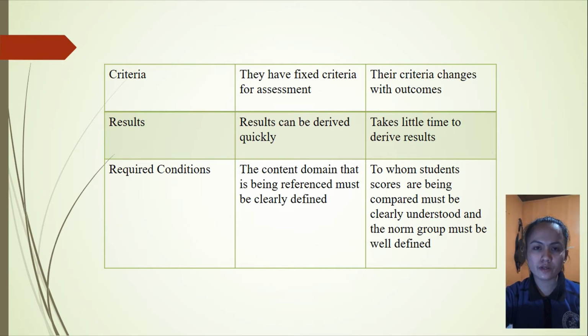Lastly, on the basis of required conditions. In criterion reference, the content domain that is being referenced must be clearly defined, while in norm reference, the group to whom students' scores are being compared must be clearly understood and the norm group must be well defined.